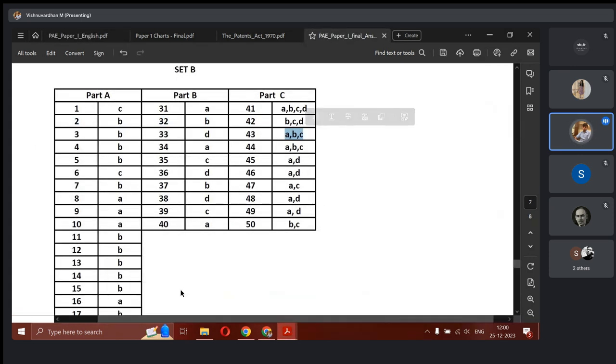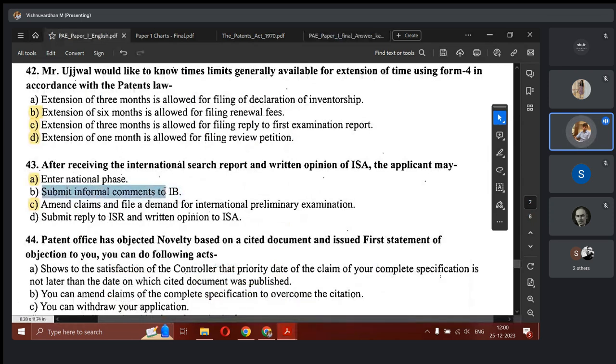Okay. So this is where you start losing marks. Submitting informal comments, there is no logic to it. And I don't think any place talks about this. Even on the WIPO website, I don't think this is there.